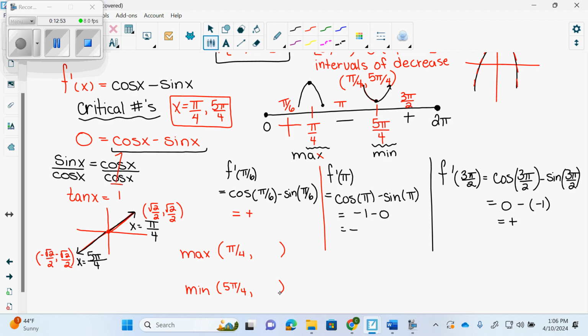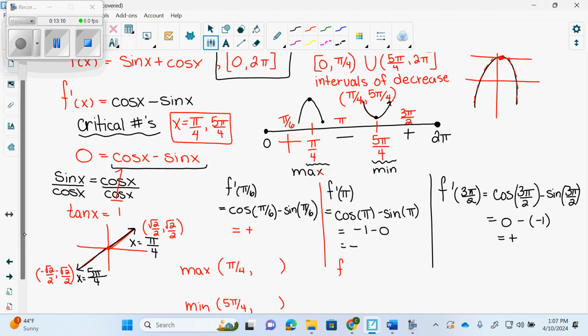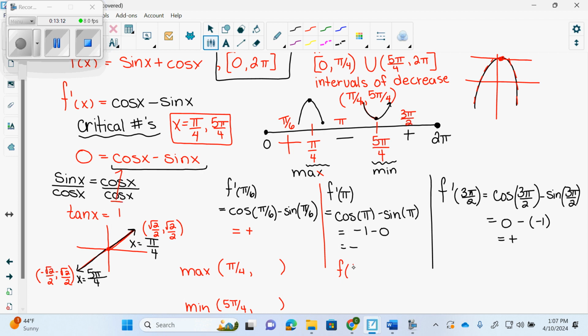We're finding the max and the min on the what? On the original, right? So we're finding the max and the min on the original. We have to plug them back into the original to get the y value that goes with it, not the first derivative. So we are going to find f of pi over 4, not f prime, f of pi over 4 equals sine of pi over 4 plus cos of pi over 4.